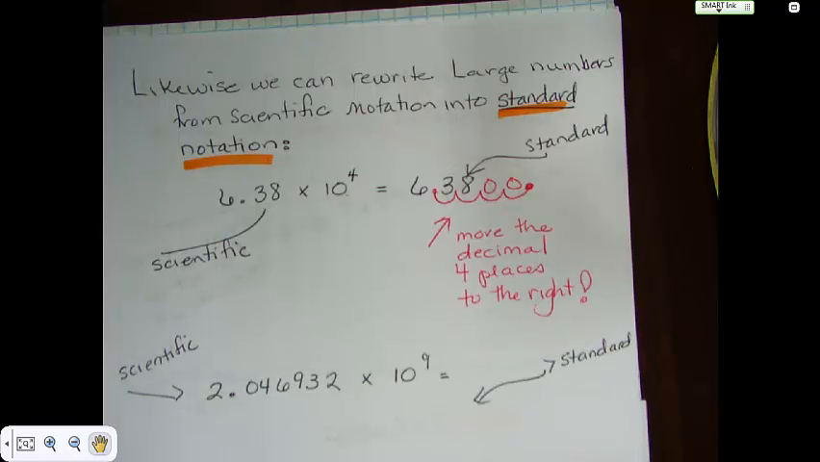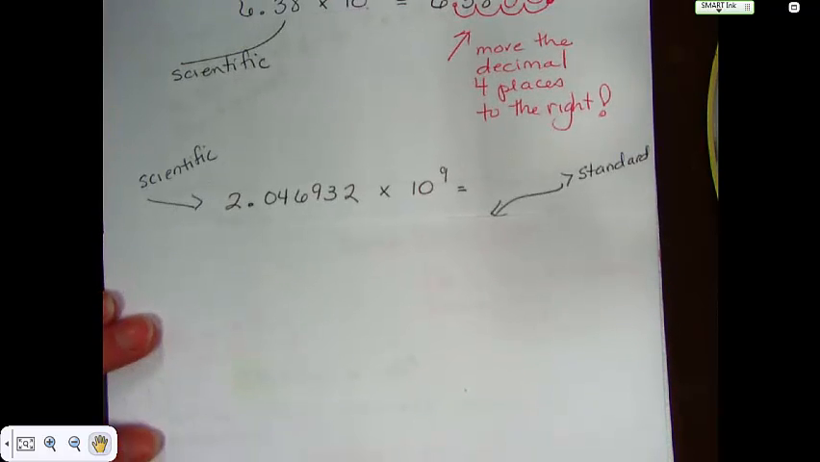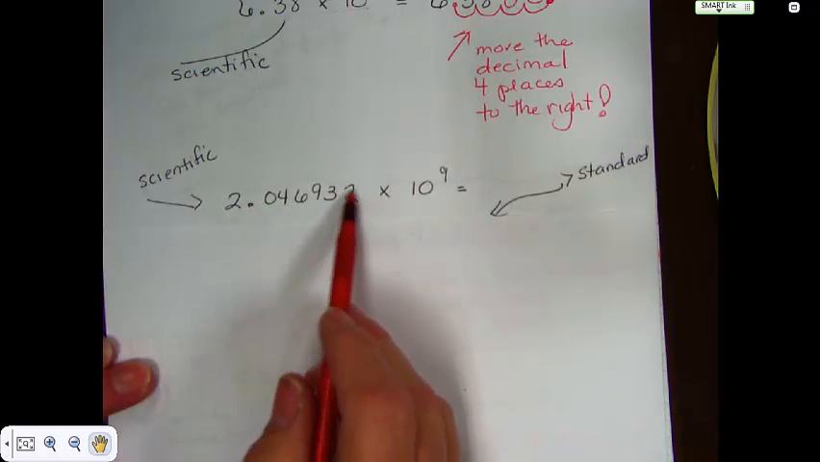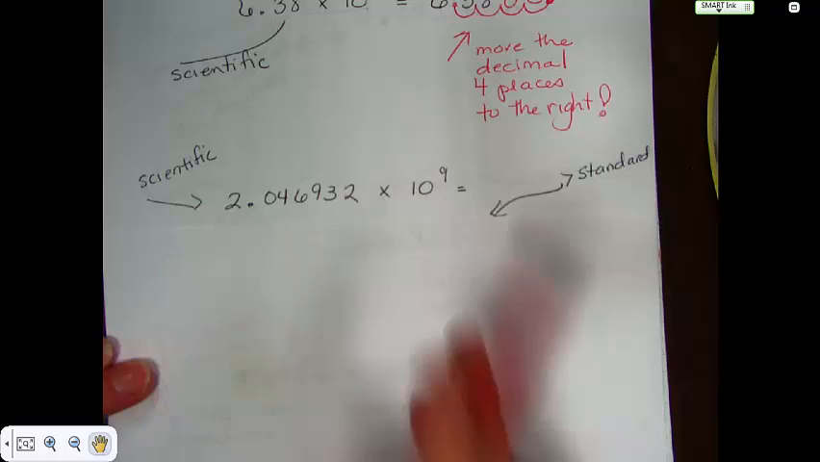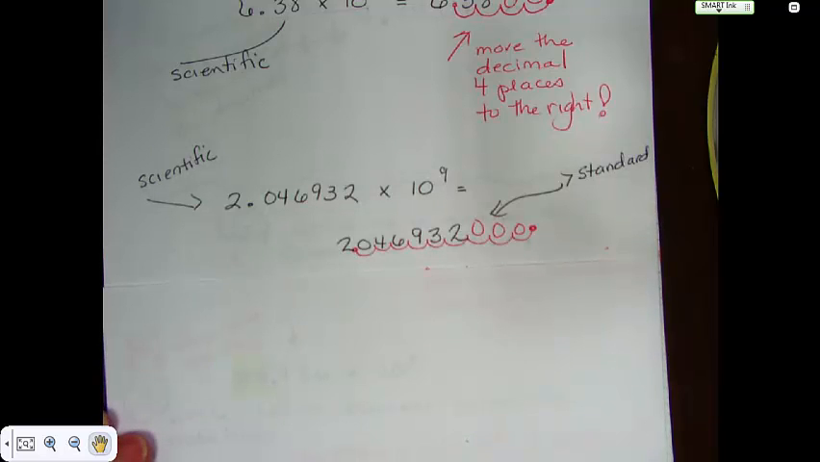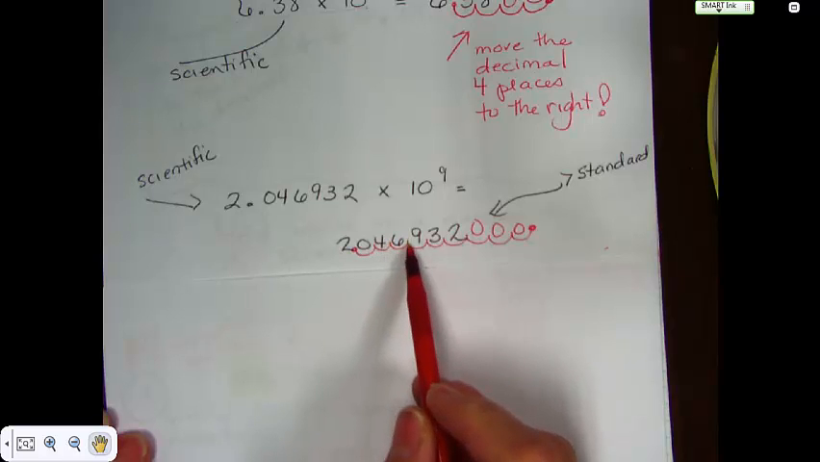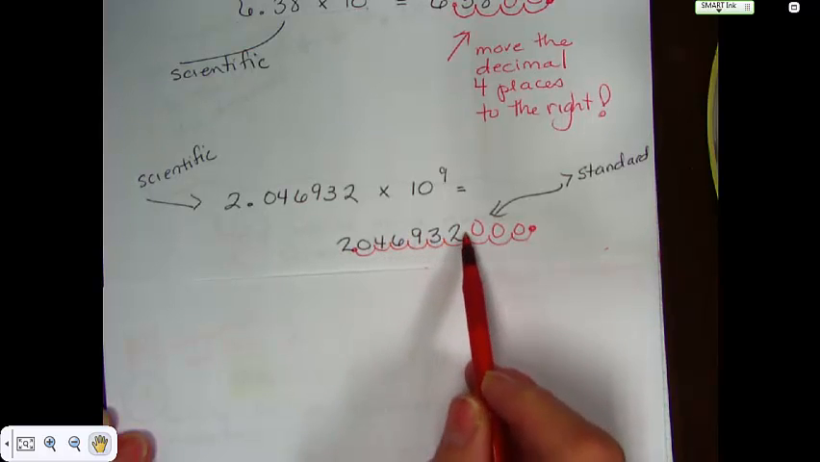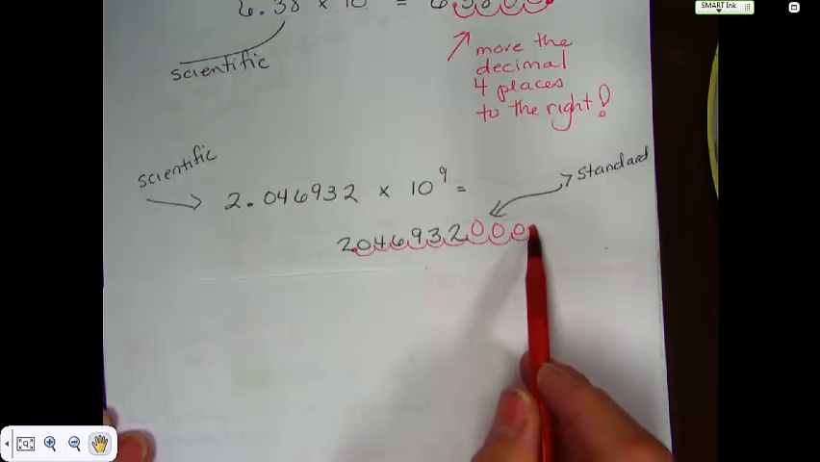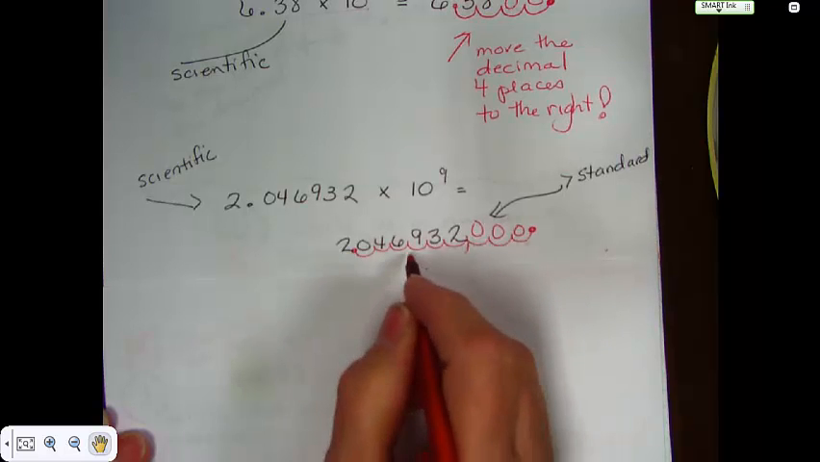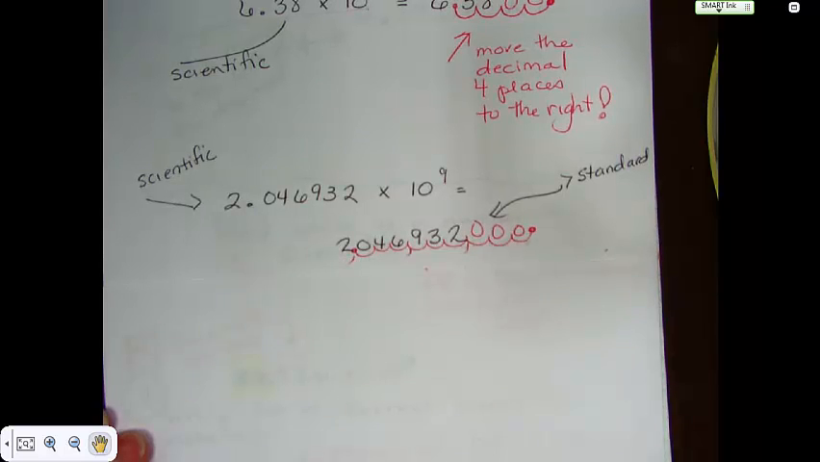Here's another one, and this one looks like a really big number. 2.046932 times 10 to the ninth power. Same thing as we did before. We start where the decimal place is. 1, 2, 3, 4, 5, 6, 7, 8, 9. There's your new decimal place. And this is now in standard notation. And when you're done, you would want to put in your appropriate commas.